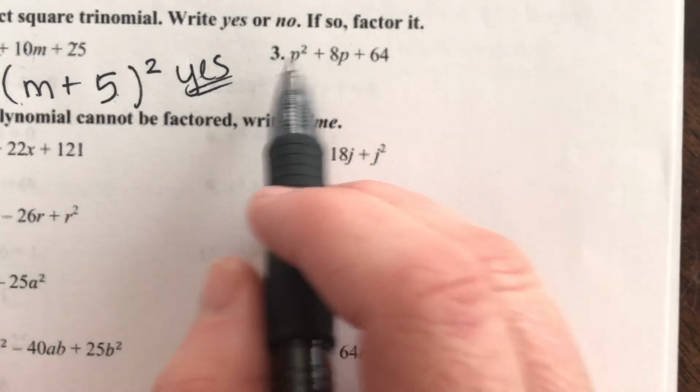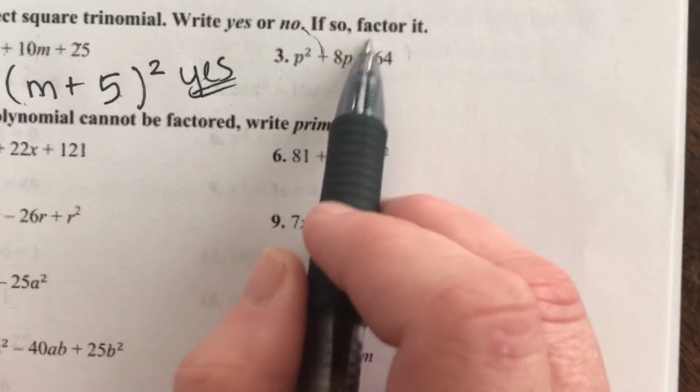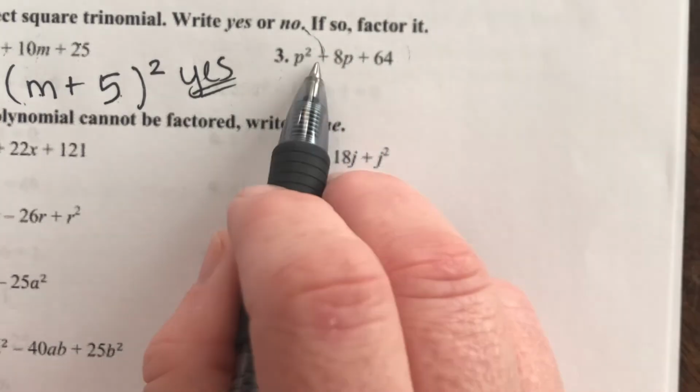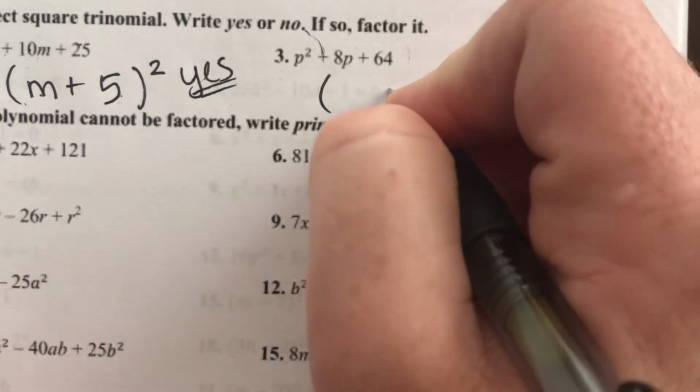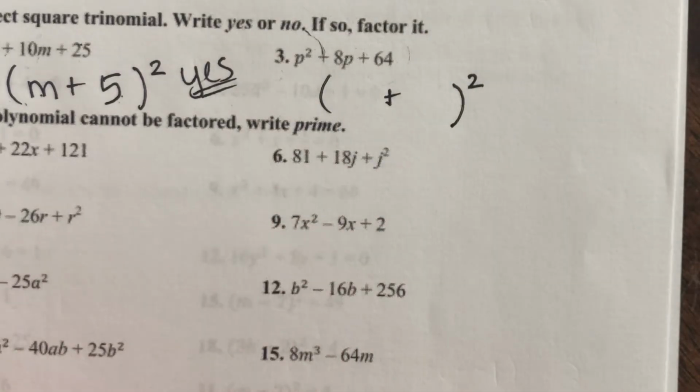All right, so if this is a perfect square trinomial, first term has to be a perfect square, it is. Last term has to be a perfect square, it is. There's a plus sign here. So if it's a perfect square trinomial, I'm going to get a plus sign in my two binomials.